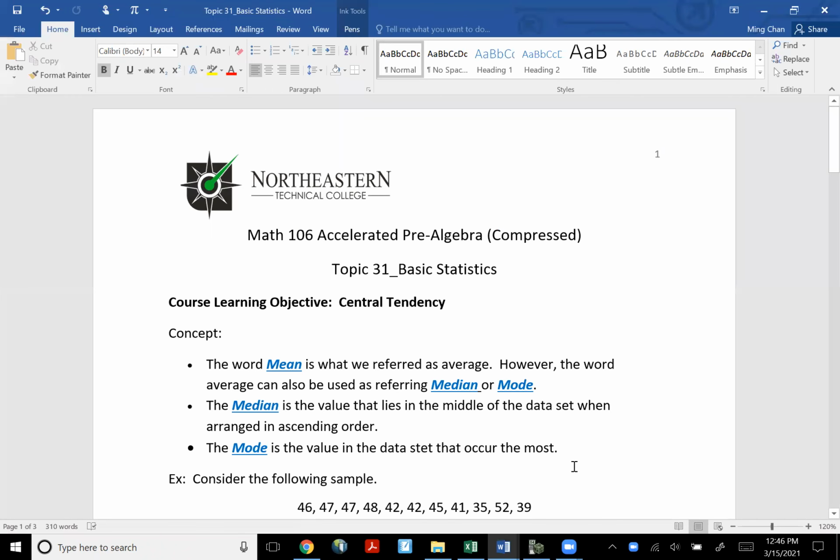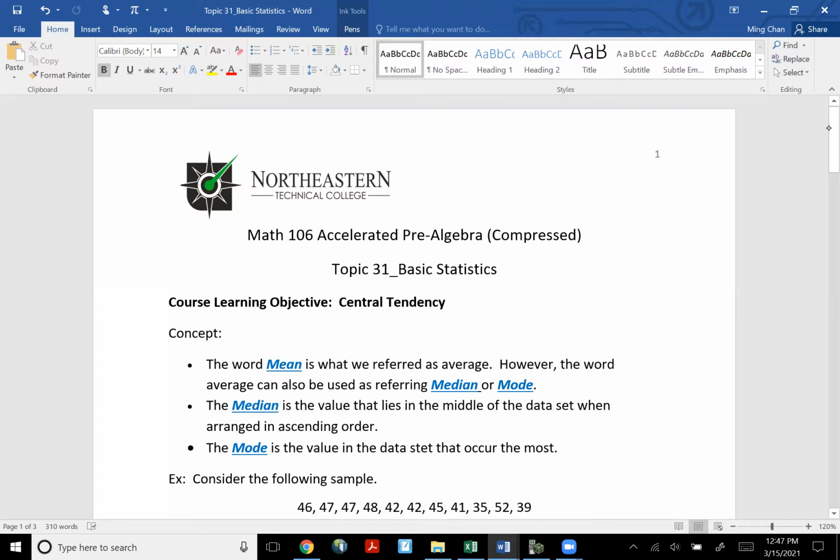Okay, so the very last thing I want to introduce in Math 106 is a little bit of statistics. It's very basic. First thing first, something called the central tendency. Central tendency means what lies in the middle of your data. Things like average, when you talk about the average height of everyone in the classroom, that kind of wording is referring to what lies in the middle, central tendency.